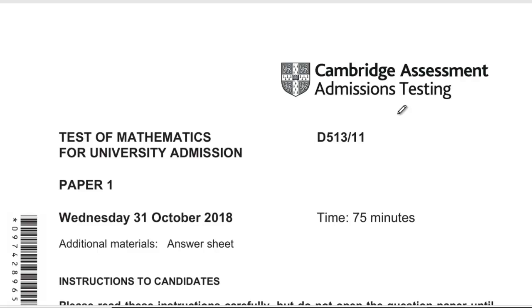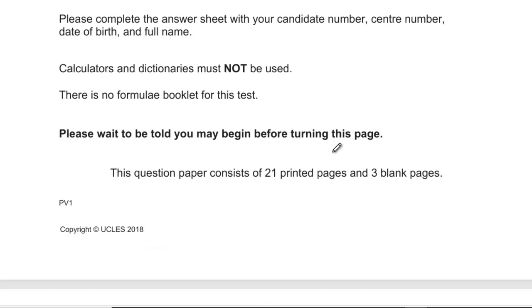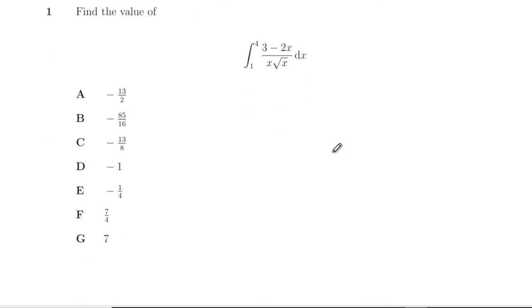Hello, this is paper 1 from the 2018 TMUA. So 75 minutes, 20 questions, might be in one video, might be in two, probably in one, we'll see how it goes. So question 1, find the value of this integral.